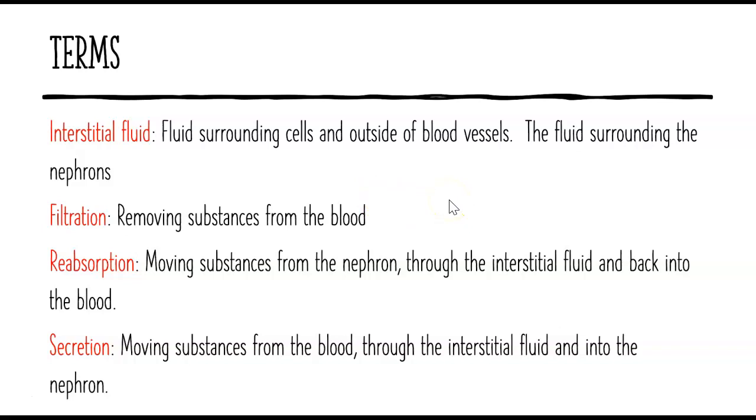Filtration is removing substances from the blood. Reabsorption refers to moving substances from the nephron through the interstitial fluid and back into the blood, into the capillaries that are surrounding the nephron parts. And then secretion is the opposite. It's moving substances from the blood capillaries through the interstitial fluid and into the nephron. So the process of making urine involves filtration stages, reabsorption stages, and secretion stages.